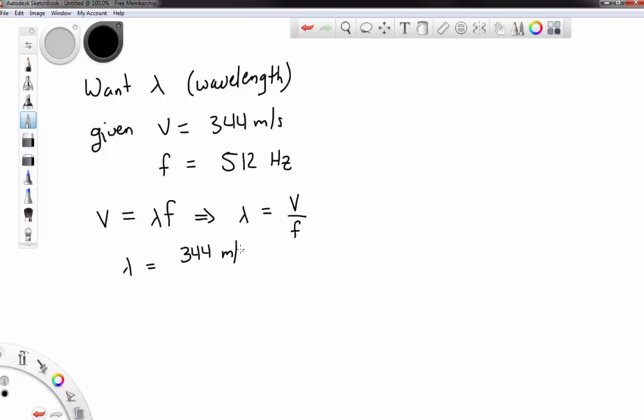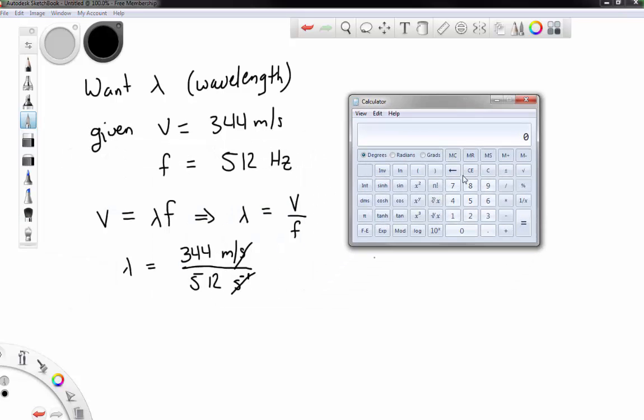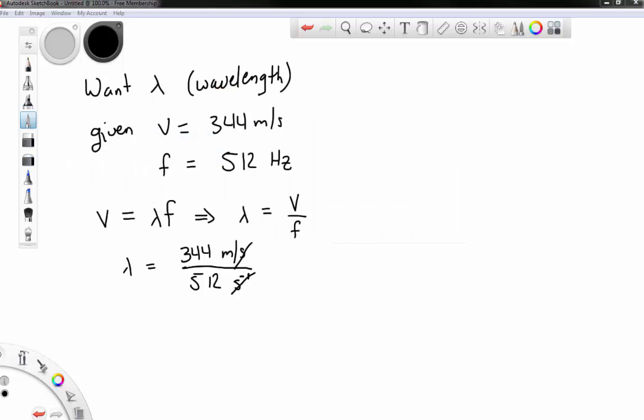So our wavelength must be equal to 344 meters per second divided by 512. I'm going to go ahead and just write this as per second, because then it's more obvious that the per seconds cancel. And this is going to therefore give us a wavelength in meters. So let's go ahead and do this by putting it into our calculator. 344 divided by 512 gives us 0.671875.